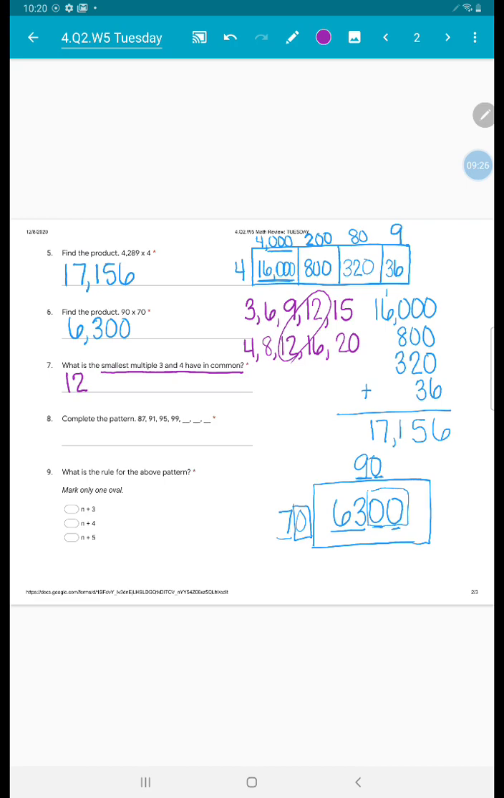Complete the pattern. 87, 91, 95, 99, and then we have 3 more things coming. So I'm looking for a pattern. I'm seeing what, if I drop in a number, I have a rule that changes it, and I get a different number spit out the machine. So if I put in an 87 and I get out a 91.